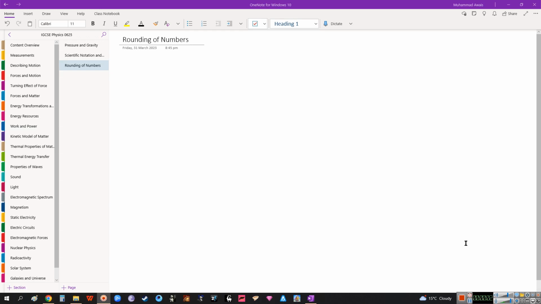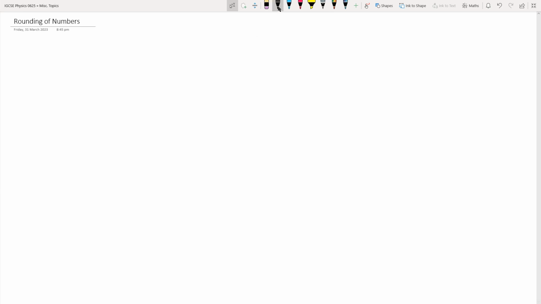Hello kids, I'm going to be discussing another unique topic. It's a miscellaneous topic in IGCSE physics, although it's again not available in the book or in the course content. But I'm just going to discuss this because most of the kids are again confused about these small little ideas.